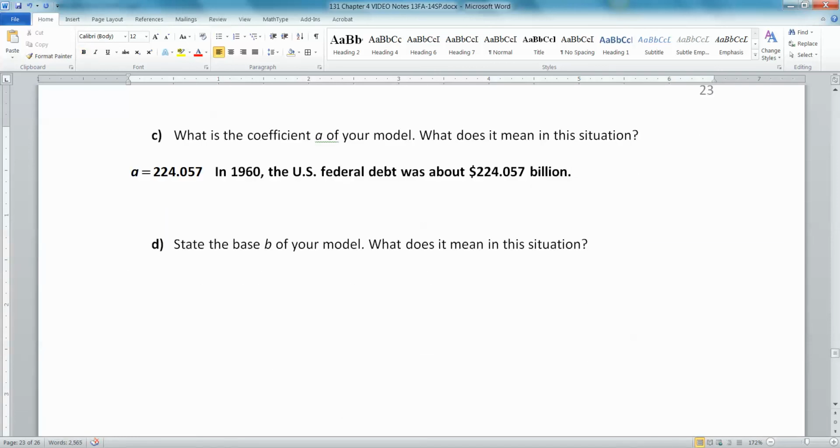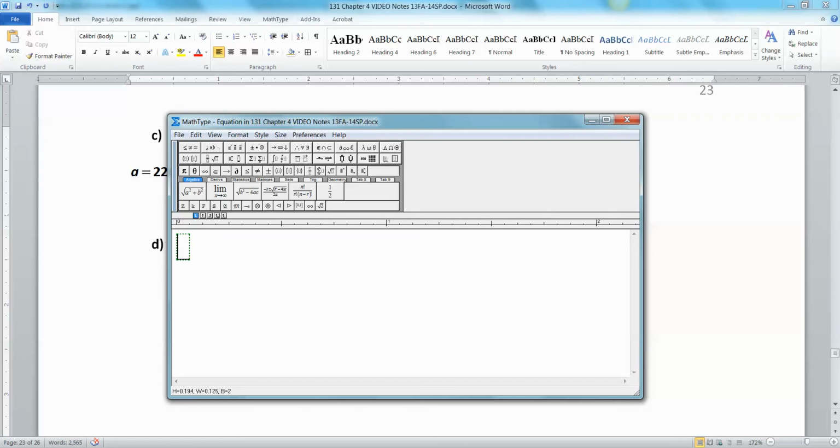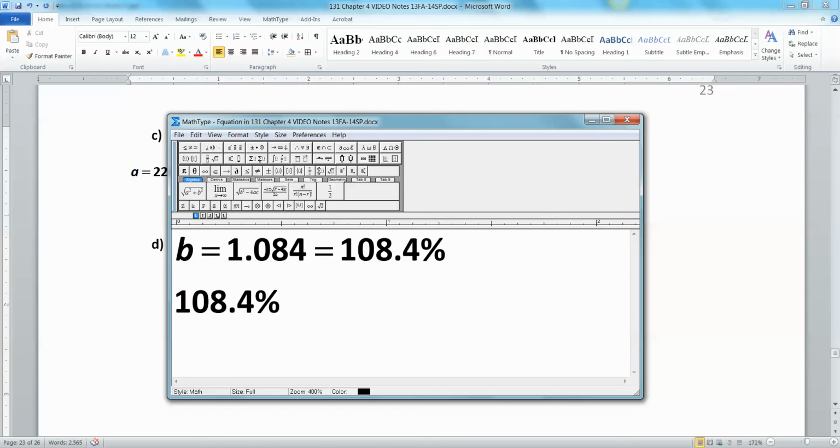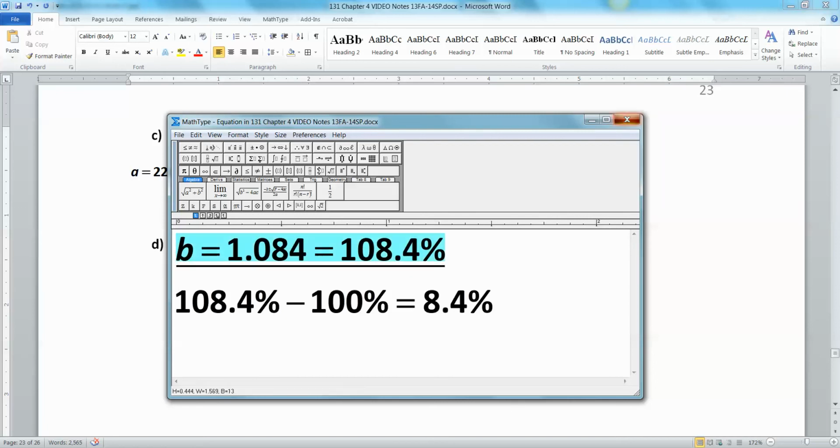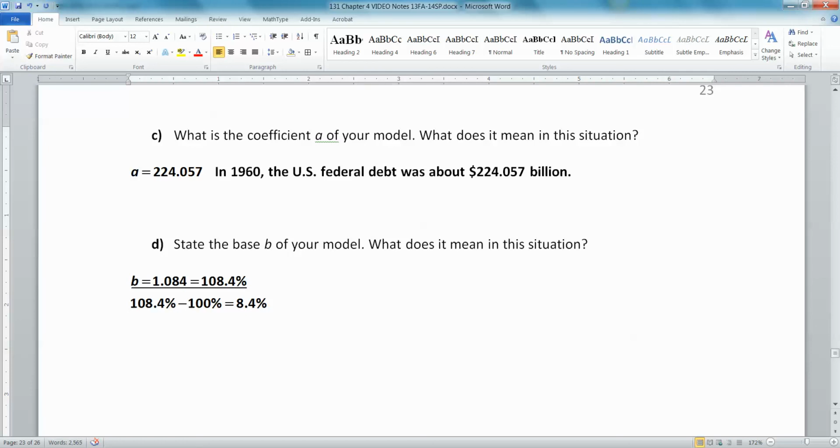Now the base. That's always the hard part. Okay, so the base B was equal to 1.084, which we all know is 108.4%. So now you take 108.4% and always subtract 100, because remember, we're only interested in the increase. The 100% just gets us the amount we had to begin with, which leaves 8.4%. Okay, so here's my base right here, so I'm going to underline that. There we go. Okay, so what does this mean? This means that every year, the federal debt grows by about 8.4%. Done with that.